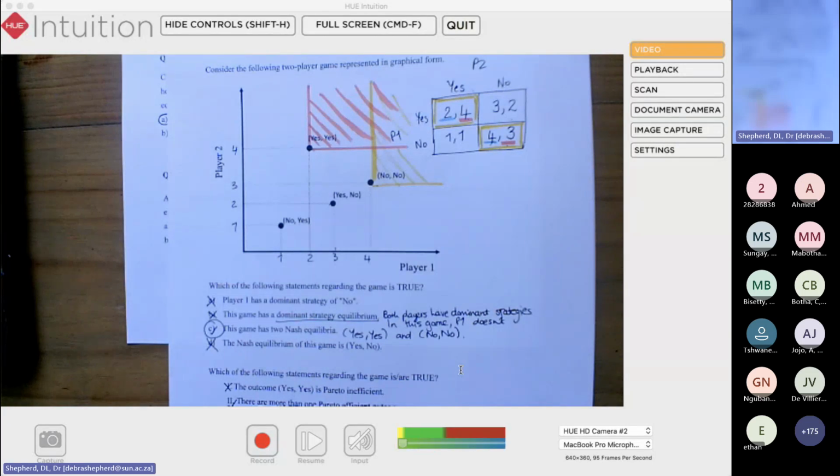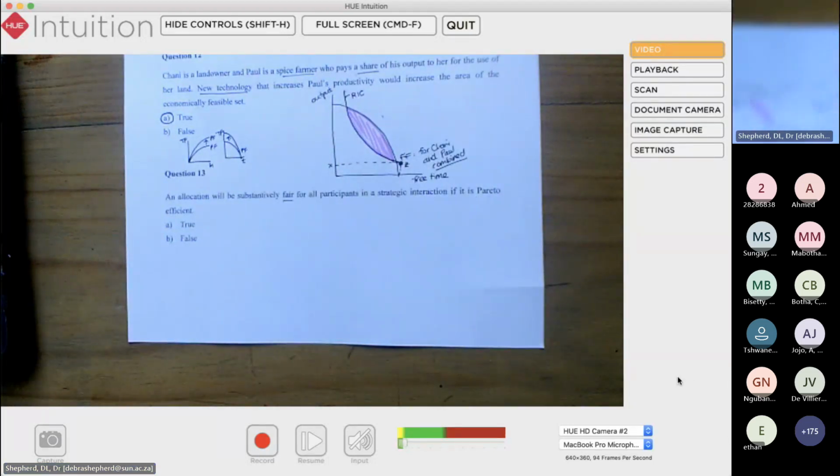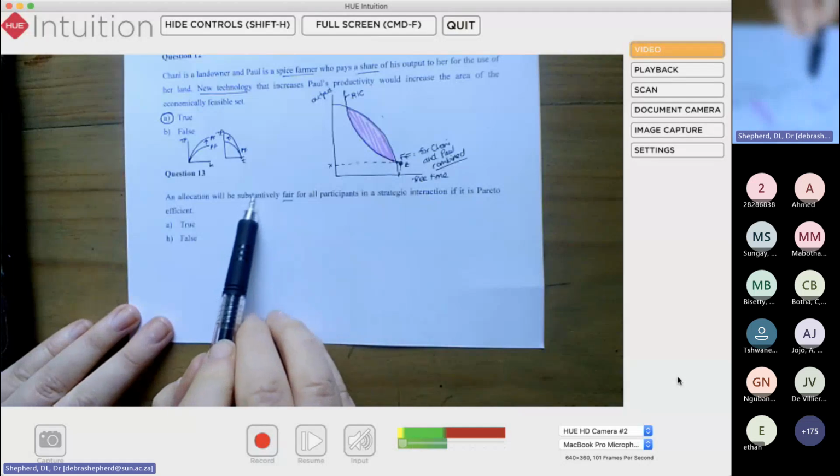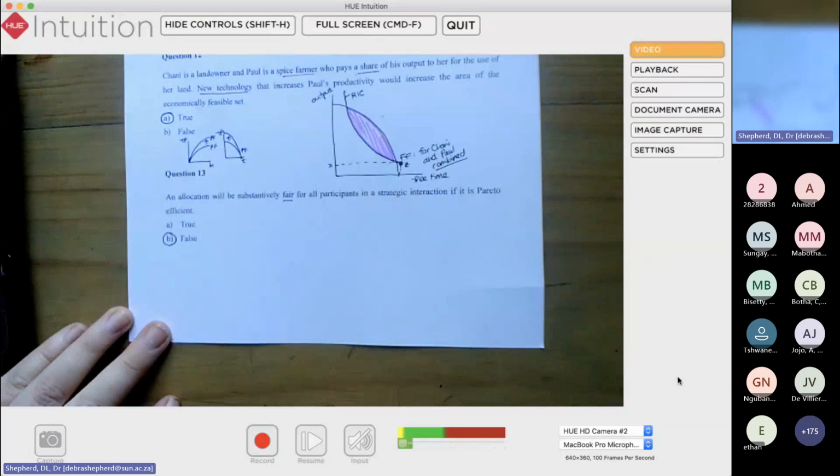Yes, okay, so no, we can't. We can't say that just because it's Pareto efficient that automatically the distribution of the resources is fair. So Pareto efficiency does not guarantee substantive fairness. So the answer to this is false.